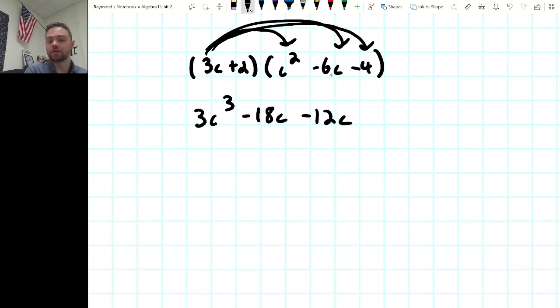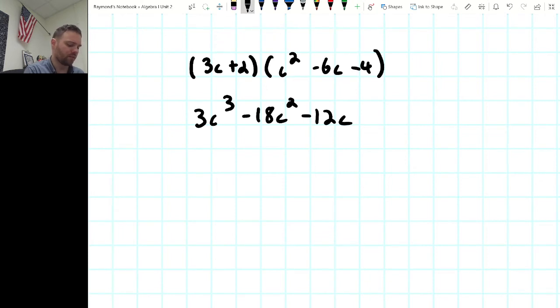So what you're using is the distributive property, but you're going to distribute that first term to every other term that you've got and multiply the coefficients and then add the powers. So I made a mistake here. 3c times negative 6c is negative 18c squared. I think I said it, but I didn't write it. And then 3c times negative 4 is negative 12c. So we're good so far.